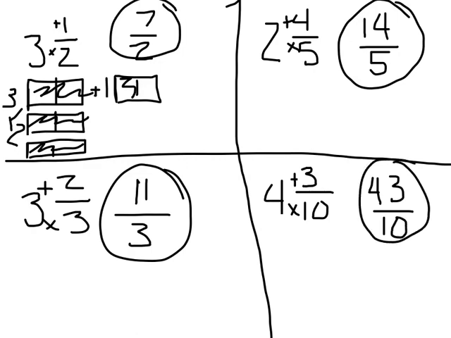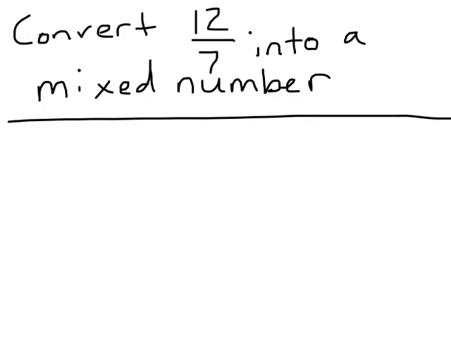So to convert a mixed number into an improper fraction, I multiply the whole number times the denominator, then add the numerator. My denominator stays the same. Now let's talk about how to go the other way. Convert 12 over 7 into a mixed number.